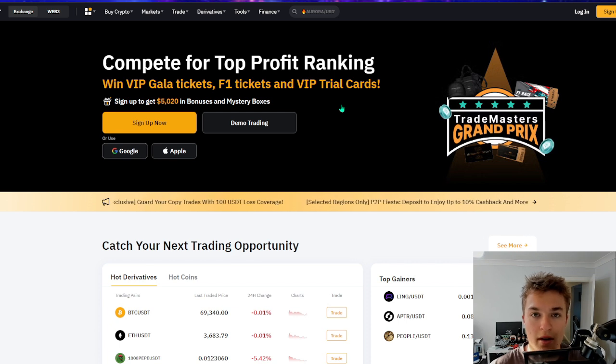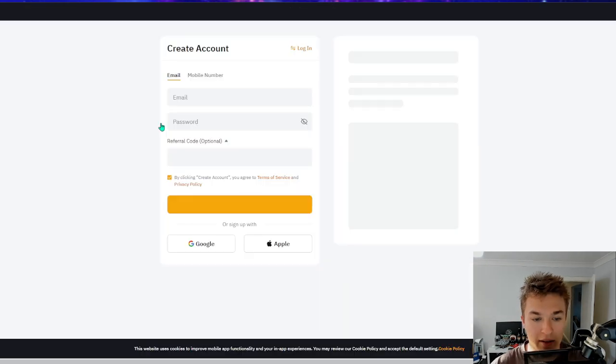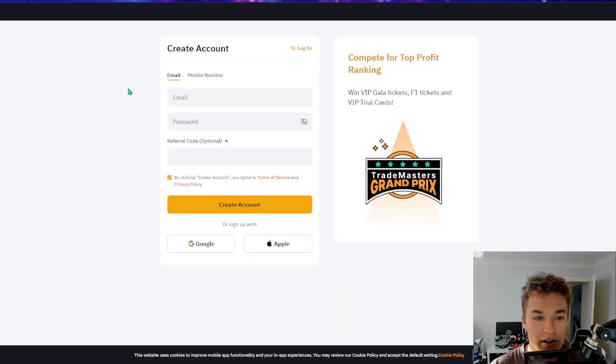Now, obviously, the first thing you're going to want to do when you want to access ByBit is you're going to have to sign up. So simply go into something like the sign up now button. Now, all you need initially is an email or a mobile number and a password to actually create your account.